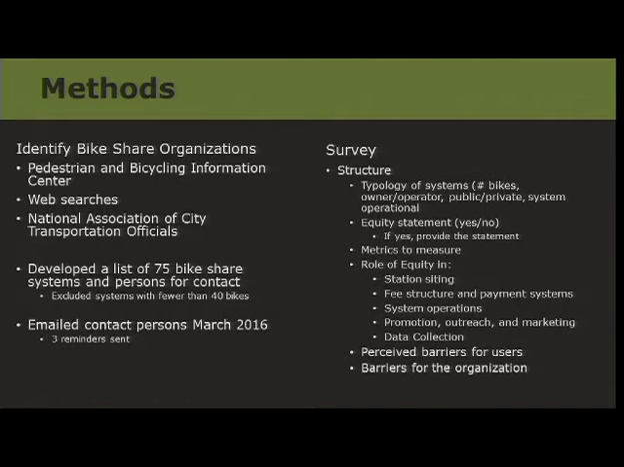For the structure of the survey, we first asked them: what are your identifying characteristics? What kind of bike share system are you? How are you involved in this system? Are you an owner of the system, or an operator of the system? What kind of system is it: public, private, university-based, public-private partnership? There are all kinds of different organizational structures out there, and we wanted to identify what exactly they were. And we asked them, do they have an equity statement?